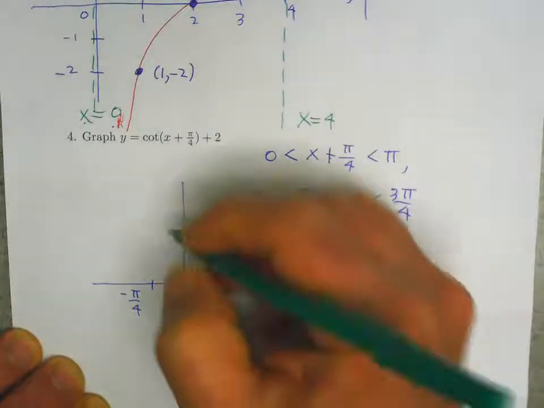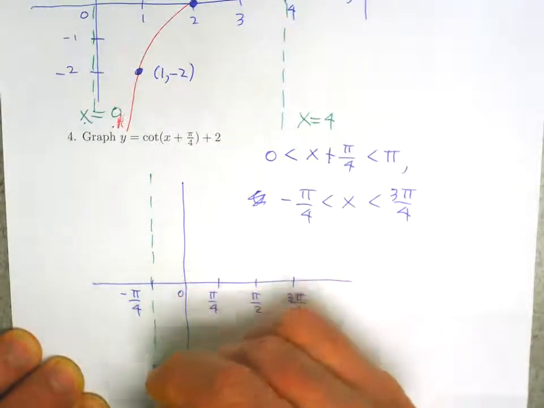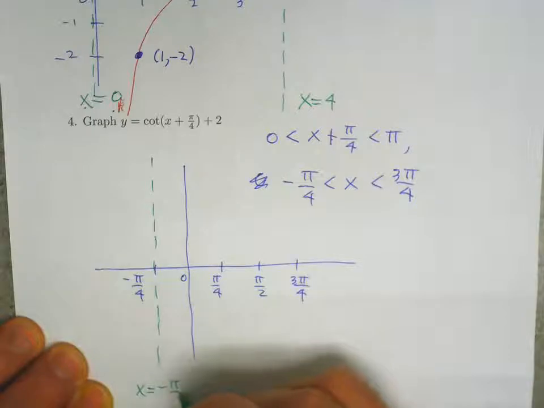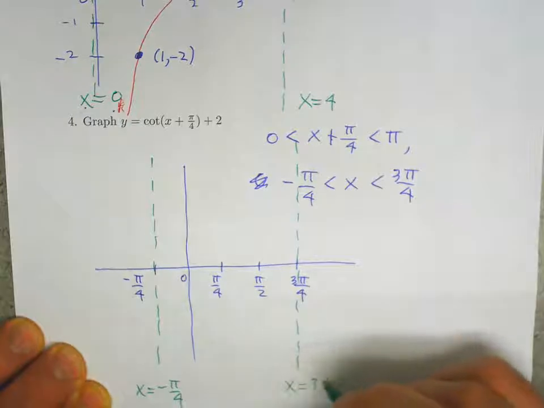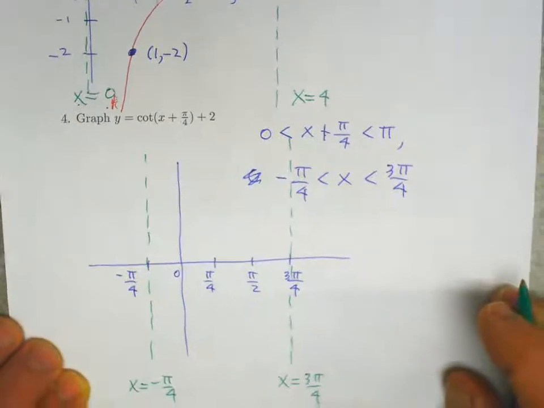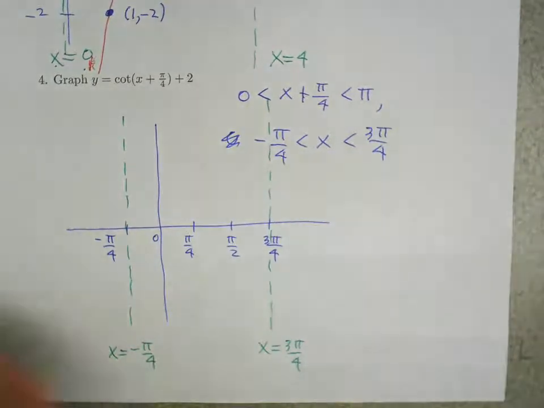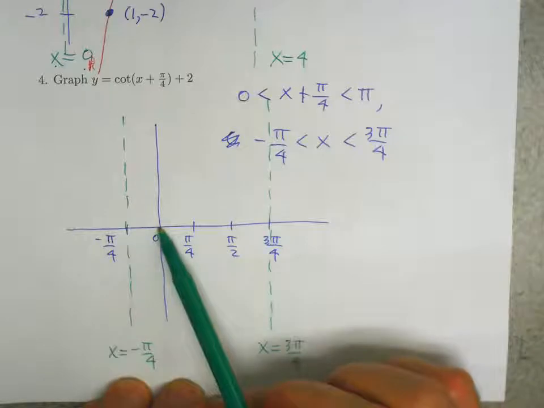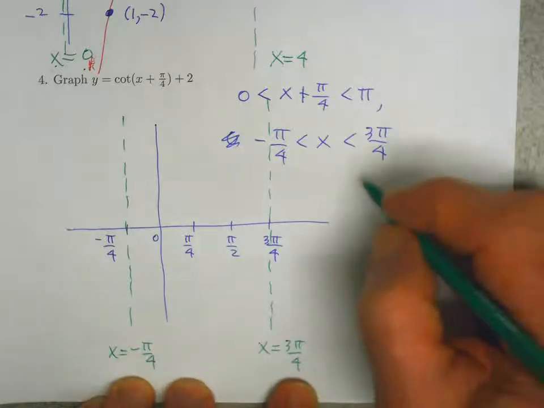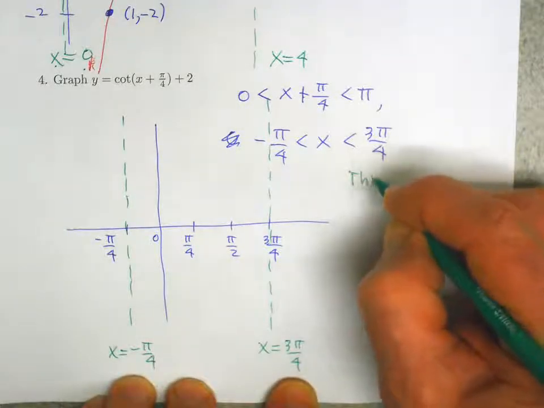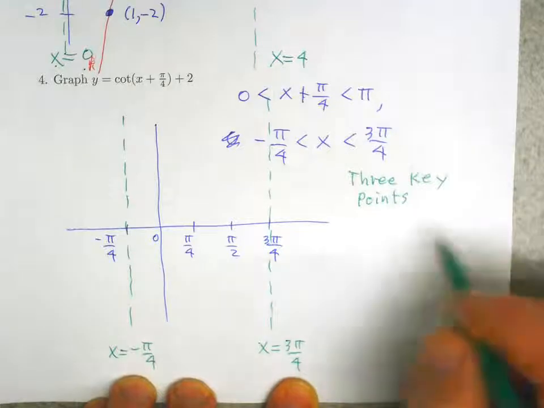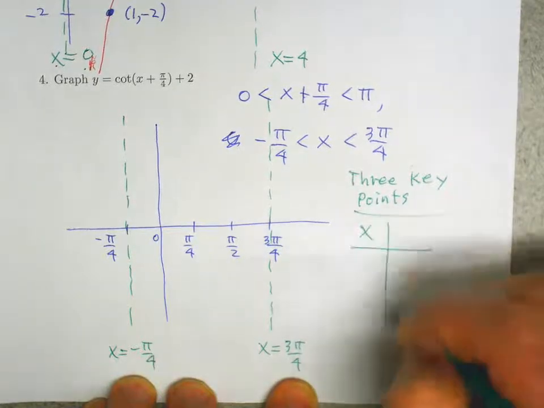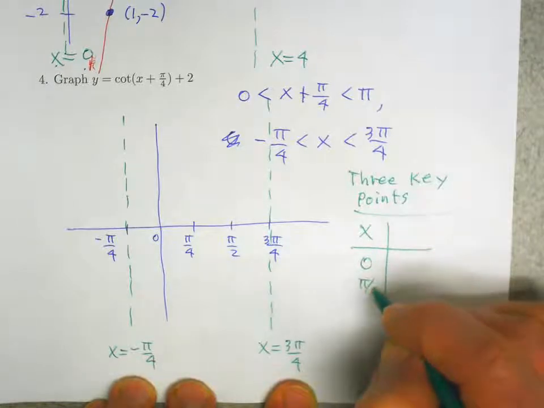And the vertical asymptotes will be x equals negative pi over 4 and x equals 3 pi over 4. The 3 key points. So we know what those x values need to be: 0, pi over 4, and pi over 2. So the 3 key points are when x is 0, pi over 4, and pi over 2.